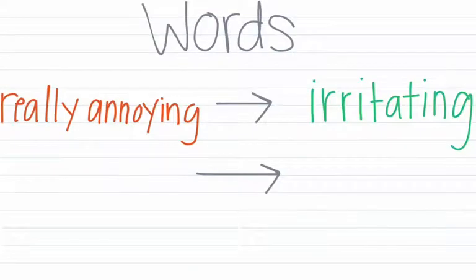Okay, so now we're going to talk about substituting words in your writing. For an example, I might take the words really annoying and change them, or substitute them, into the word irritating. First off, you shouldn't have the word really in your writing. You can come up with much better words that don't require you to write the word really.